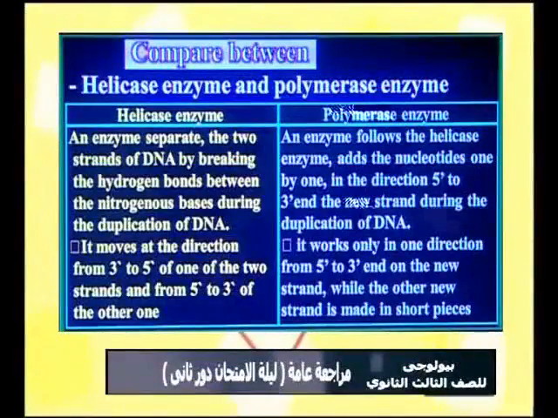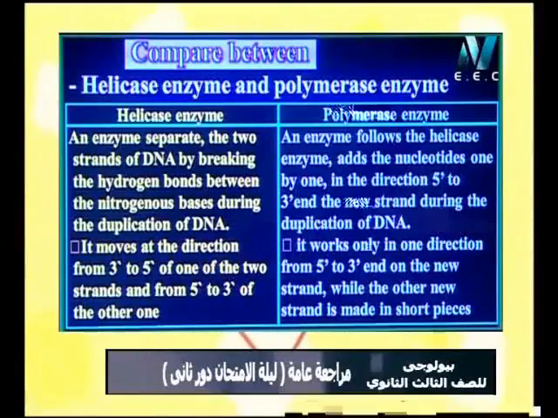طيب السؤال اللي بعده بيقول لي compare between helicase enzyme and polymerase enzyme. طبعا helicase enzyme separates the two strands of DNA by breaking the hydrogen bonds between the nitrogenous bases during the duplication of DNA. The helicase enzyme move at the direction from 3 prime to 5 prime on one of the two strands and from 5 to 3 end of the other one. طبعا عشان two strands of DNA, one of them runs at the opposite direction of the other one.